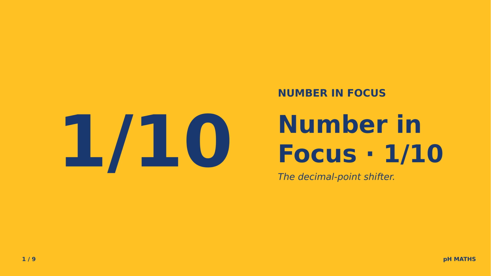Number in focus is 1/10, 1/10. The decimal point shifter. 1/10 is the single most important fraction in our base 10 number system. It's the engine that makes standard form work and the move behind every conversion between percentage and decimals, and the easiest mental shortcut in the syllabus. By the end of this video, you'll see exactly why.